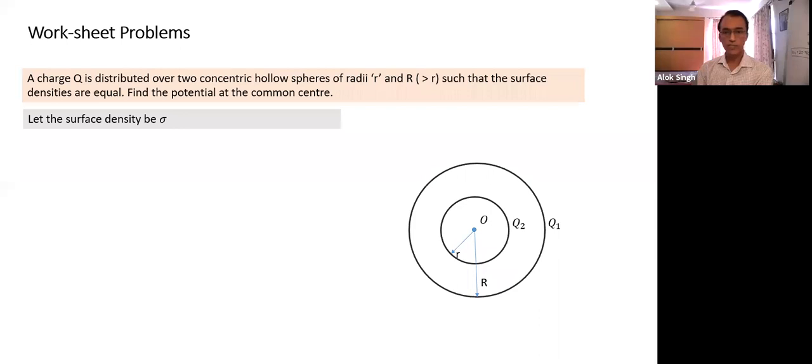So the answer will come in terms of K, Q, small r, capital R. Q is the total charge: K, Q, small r, capital R. Okay, so some of you have an answer.